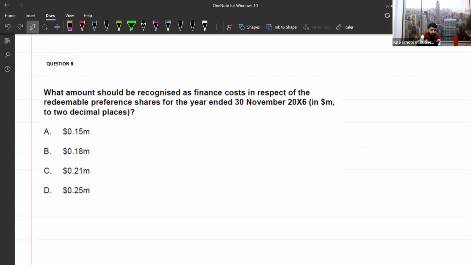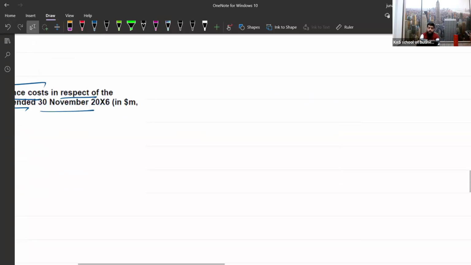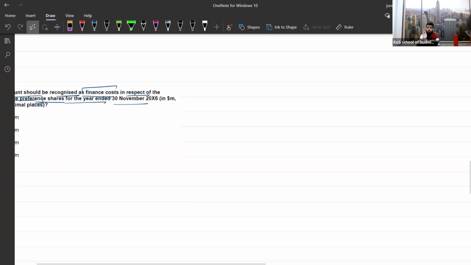Now, question number 8. What amount should be recognized as a finance cost in respect of the redeemable preference shares for the year ended 30th November? And again, the value should be in decimals, that is in millions. Now remember, we are not talking about the convertible bond. This is related to redeemable preference shares, and for redeemable preference shares, it's a financial liability.